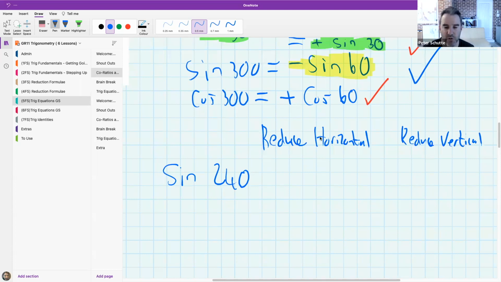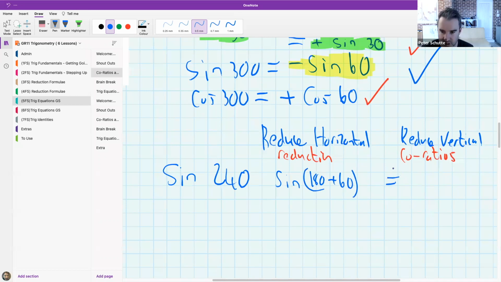Now, the horizontal axis is normally just called the reduction formula, and reducing it off the vertical is also a reduction formula, but it's called using co-ratios. If we use the nearest horizontal, it would make sense to think of 240 as 180 plus 60. If we use co-ratios, it would make sense to think of the sine of 270 minus 30.